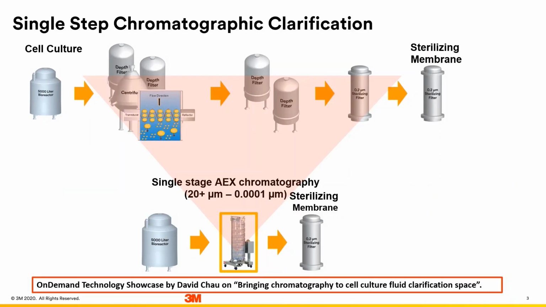So let's have a look at the two technologies that I mentioned briefly in the last slide. The first that I would like to talk to you about is Harvest RC, which is a single step chromatographic clarification technology. The aim of this technology is to condense a complicated clarification train like this into a single step that is able to handle the full range of particle sizes and also to deal with soluble impurities during the clarification stage of the process. So essentially, it's a single stage clarification device.